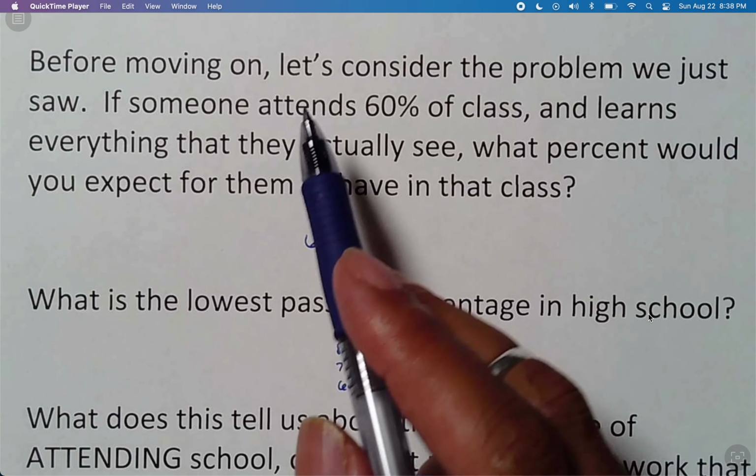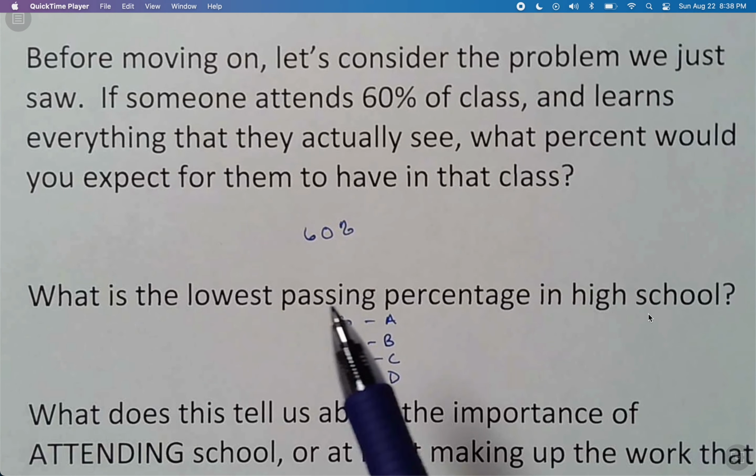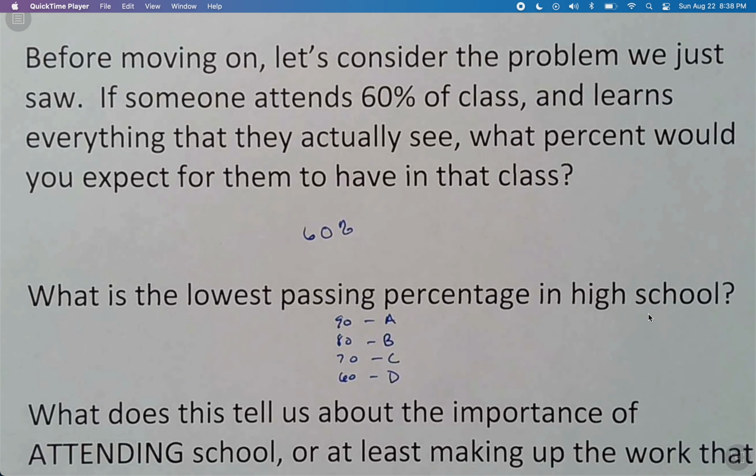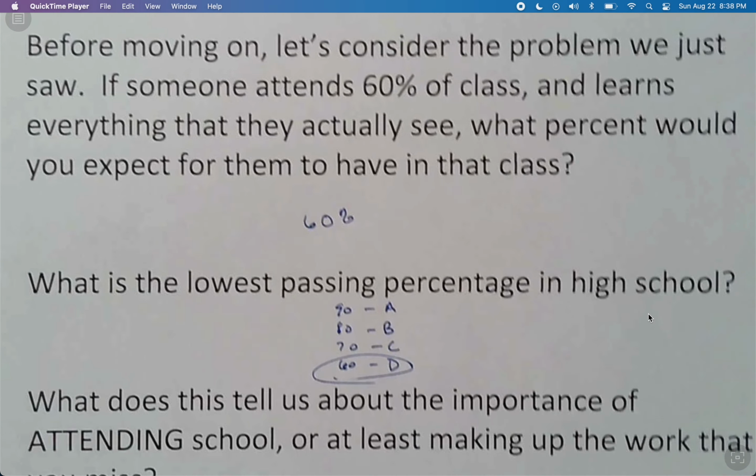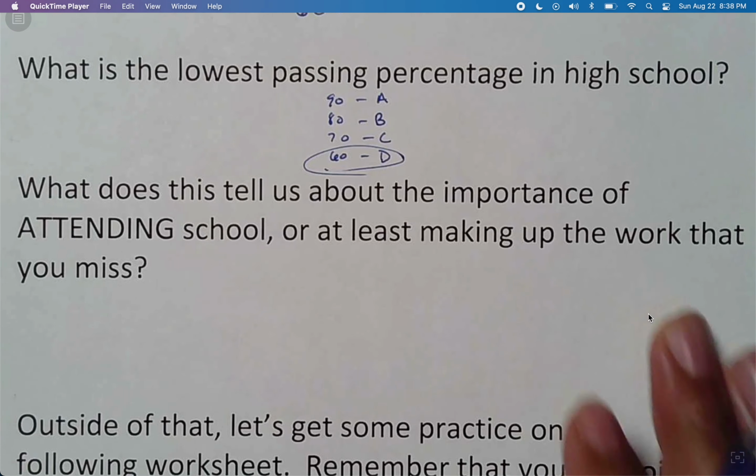if you attend 3 out of 5 classes and learn everything you're supposed to learn and don't go in for makeup work, don't try to make up anything you missed, the highest you should actually see is a 60%, which puts you barely passing. So what does that tell you about the importance of attending school?